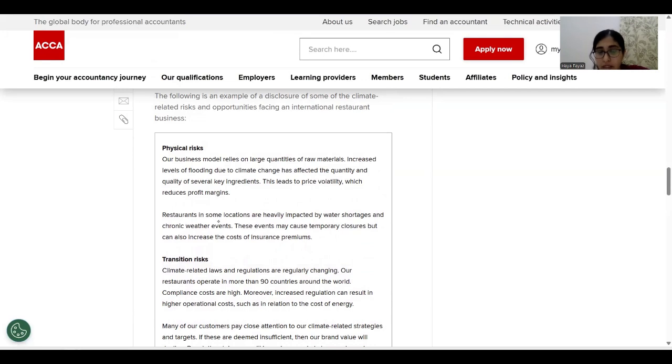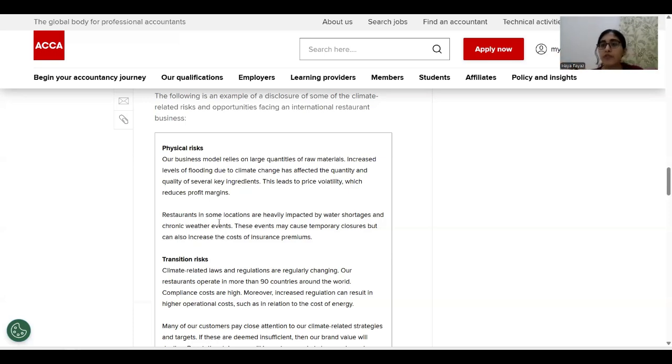There was a climate change due to levels of flooding, this affected quantity and therefore price volatility happened and then reduced profit margins. This is important information for investors, of course, because when they have to analyze the financial information, they will be interested in your business. So they want to know what exactly impacted, how exactly did it impact, what exactly happened, right? That full information is properly disclosed here.